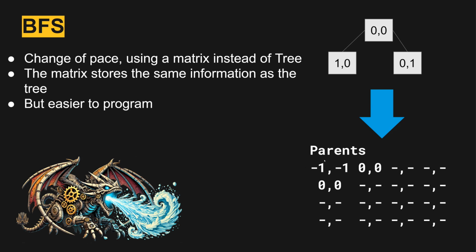The predecessor of the 0, 0 location is -1, -1, which means it's the starting location. After that, we see that we got to the position 1, 0 by coming from 0, 0, and we got to the position 0, 1 by way of 0, 0. So the value inside the matrix cell is telling you where we came from.